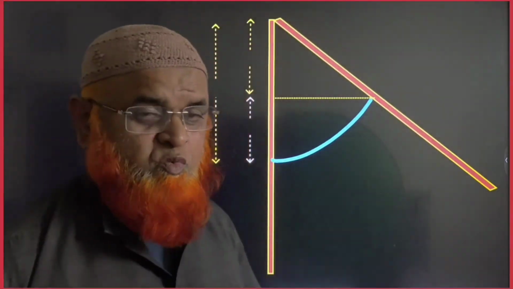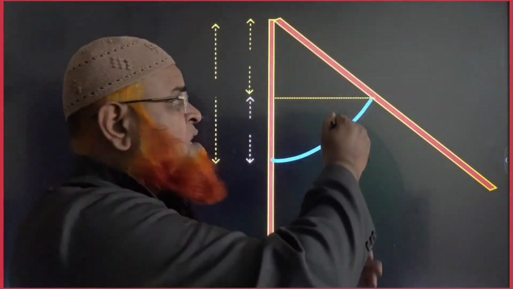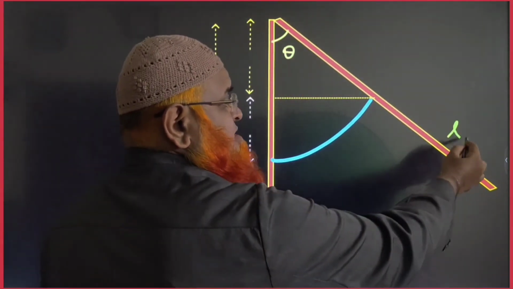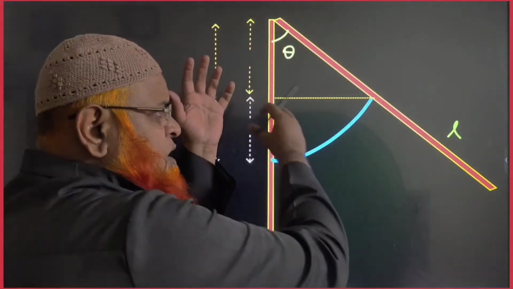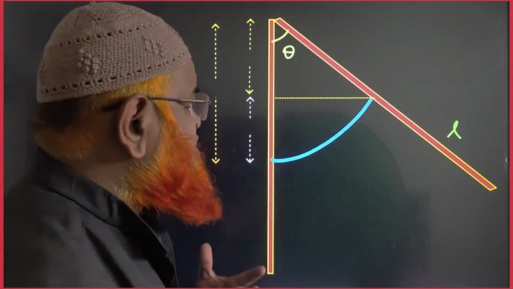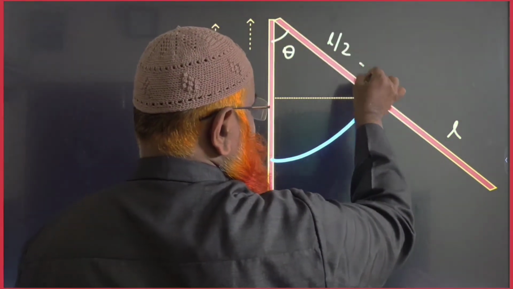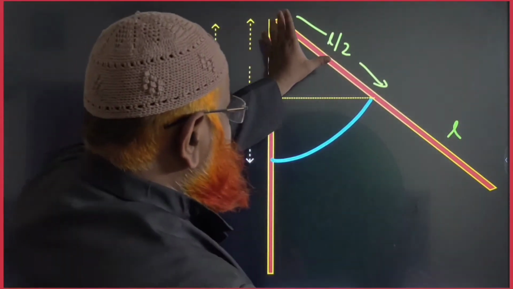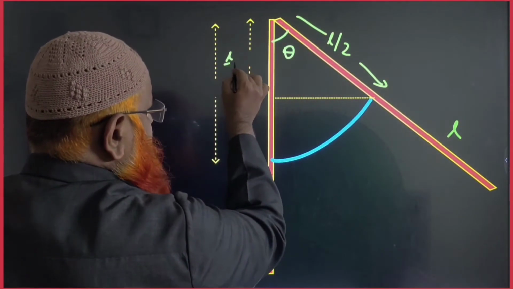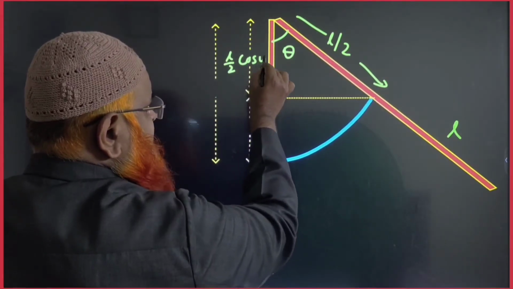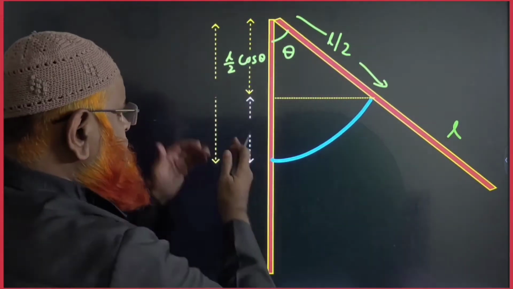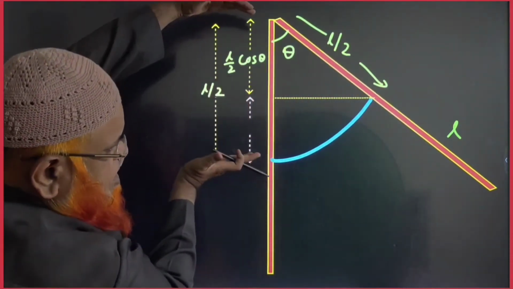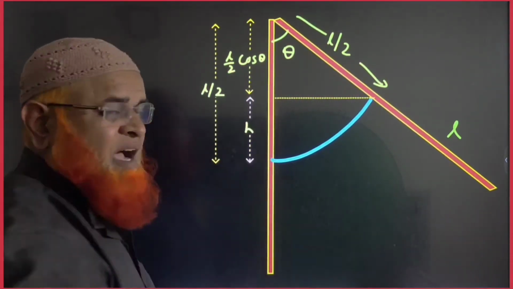My dear friends, what is the work done in lifting a rod to a certain angle theta? Let me discuss that. Let us consider the length of the rod is L. As the rod is a uniformly distributed body, we have to consider just half of the length of the rod. If this is L by 2, then this is going to be L by 2 cos theta, which is the component of L by 2. Then this is nothing but L by 2, the same half of the length of the rod. Then this is going to be the height h.